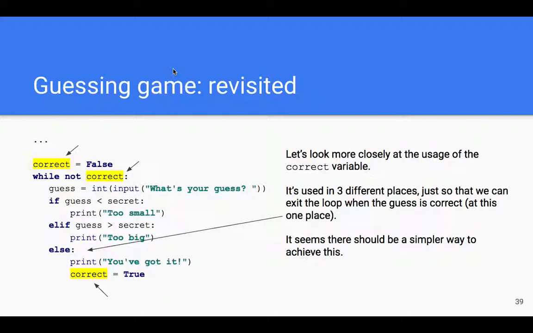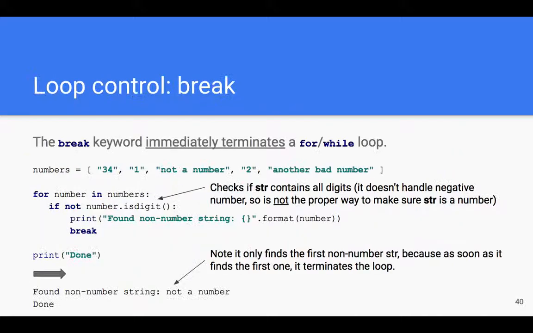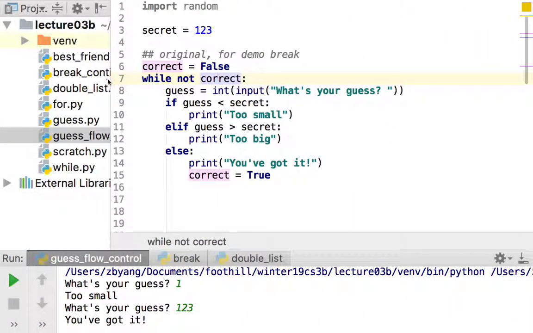So what's a simpler way to write this loop? Well, there is one keyword called break. The break keyword immediately terminates a for loop or a while loop. Okay, immediately terminates it. So let's see an example of that.